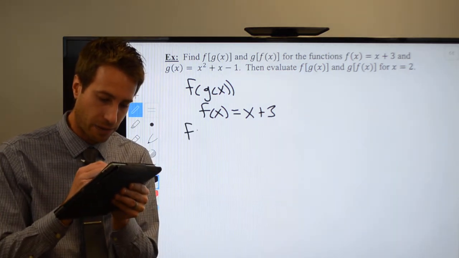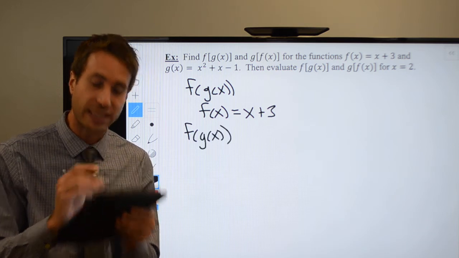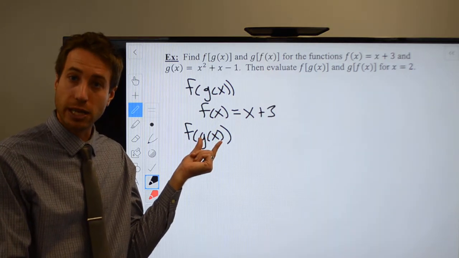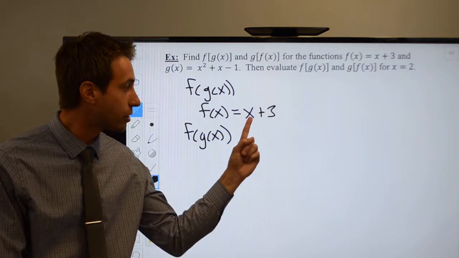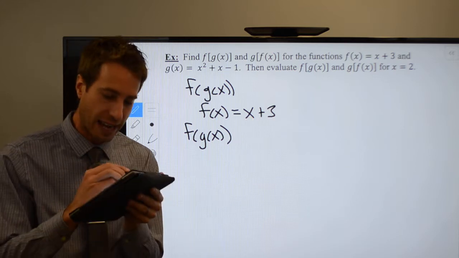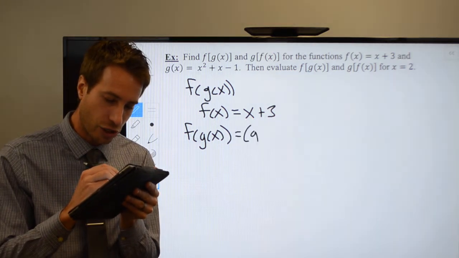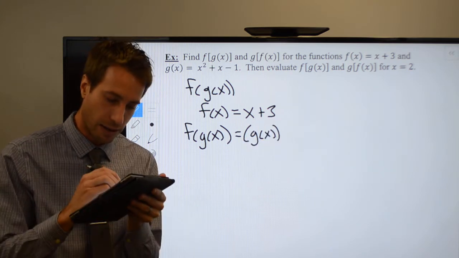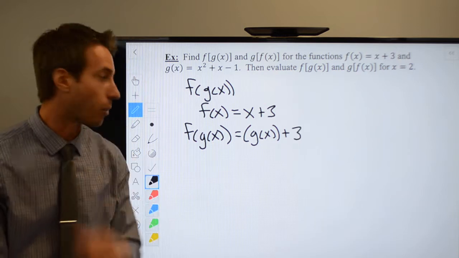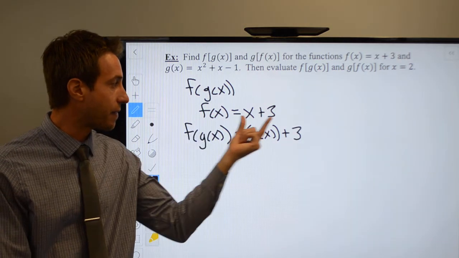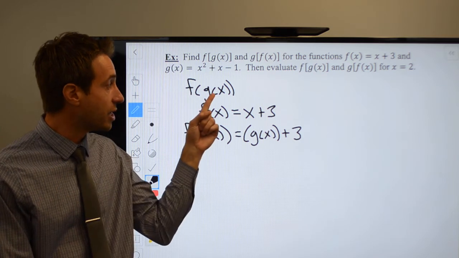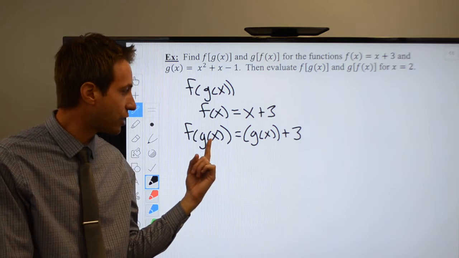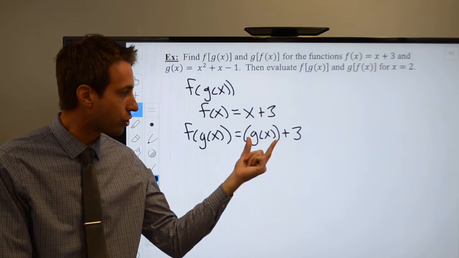So f of g of x. What this means is everywhere I have an x, I plug in a g of x. Well, the only place I have an x is right here. So that's where my g of x is going to go. I'm going to plug in a g of x right there, and I still have the plus 3 on the end. Plus 3, right? So my domain value, here's my function f of x, it's x plus 3. I'm going to plug a g of x into that function. The domain value is going to be g of x. So I plug that g of x in everywhere I have an x, which is just right there.